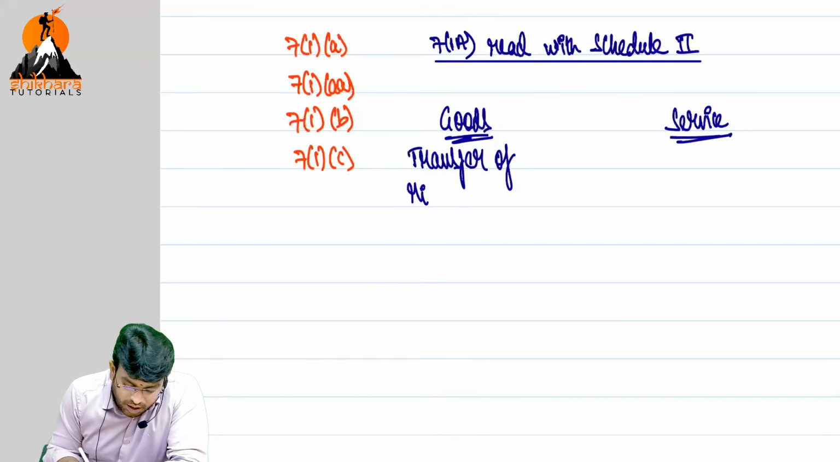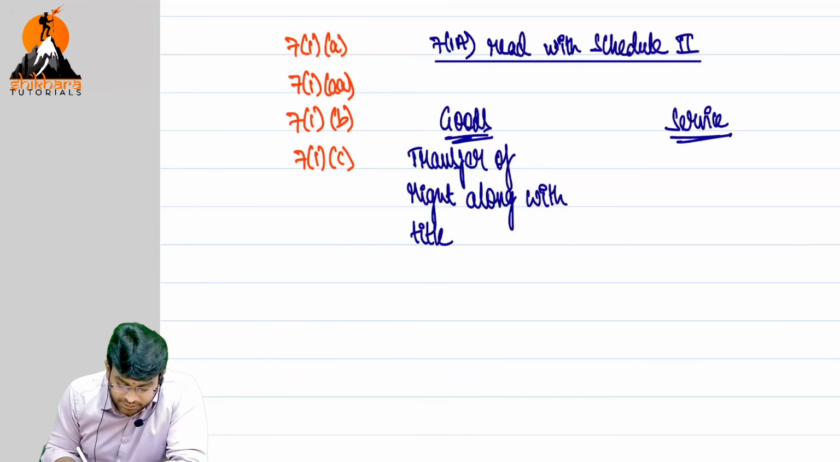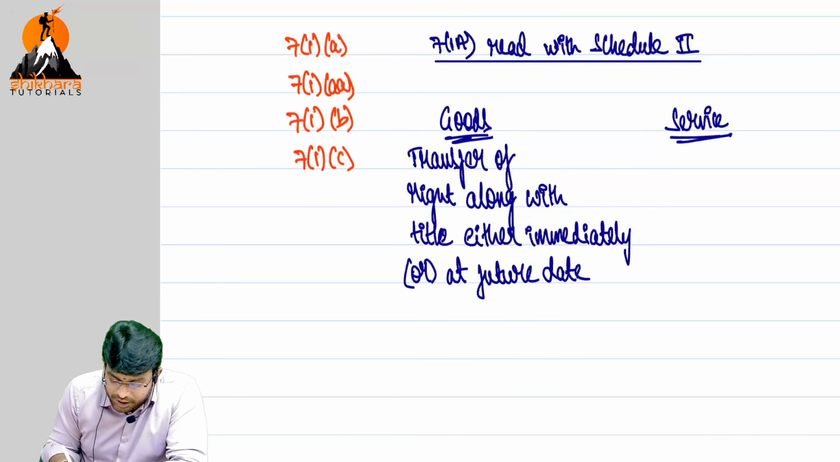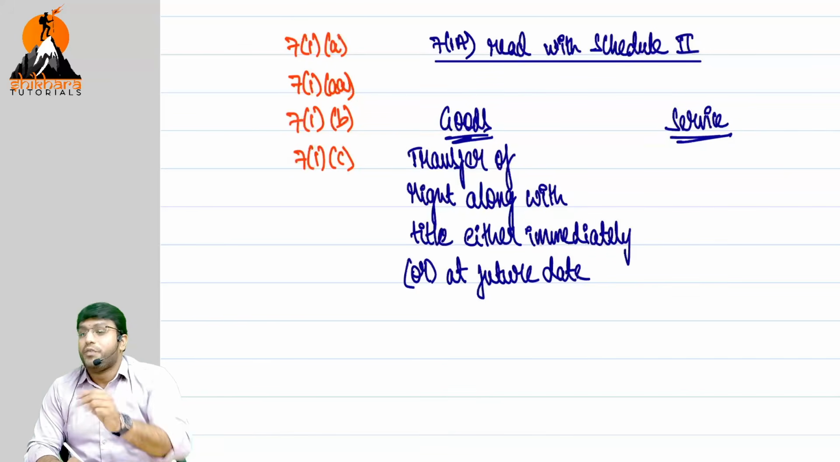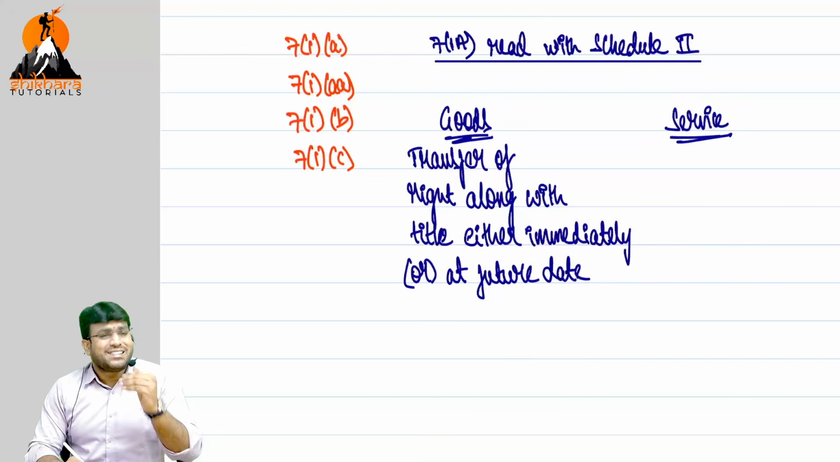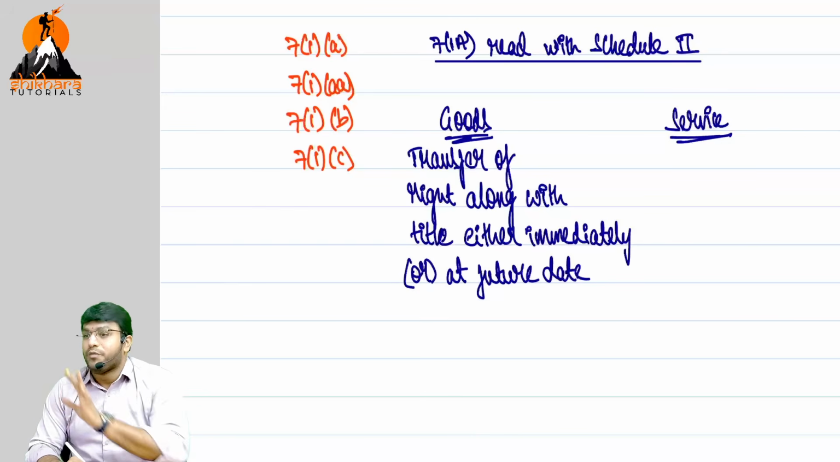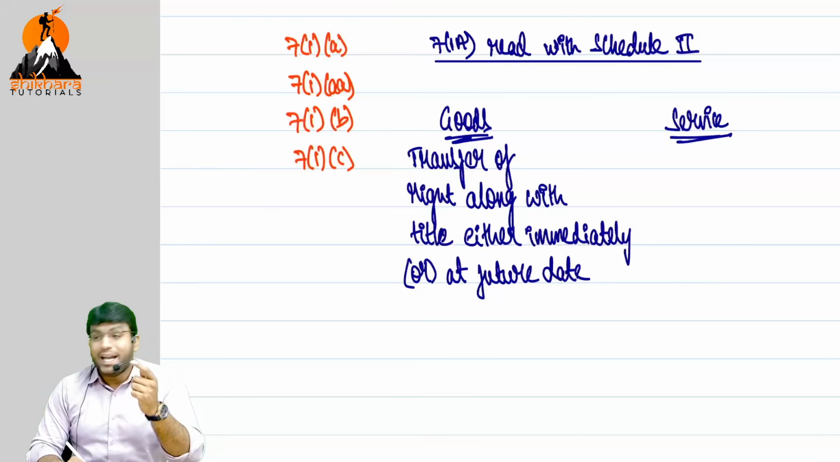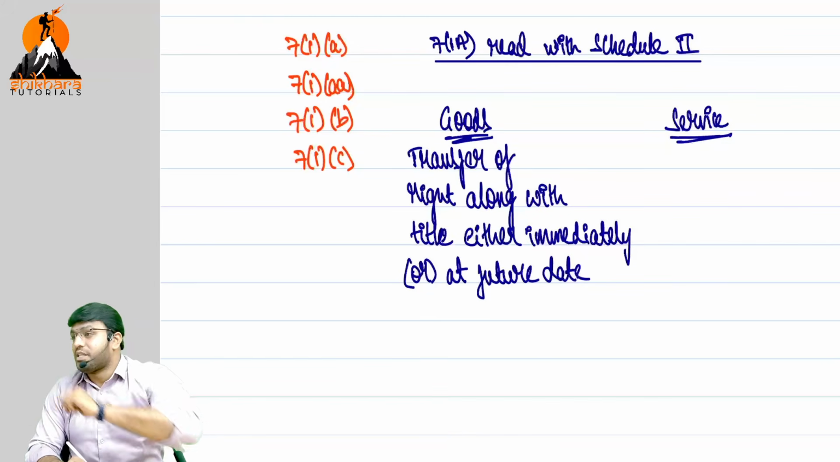But one major important point is that when do we call it goods? When there is a transfer of right along with title, either immediately or at a future date. That means title is given now itself or title is given in future. Title given in future, classic example is hire purchase. In installment system, ownership will pass on payment of first installment. In hire purchase, ownership will pass on payment of last installment.